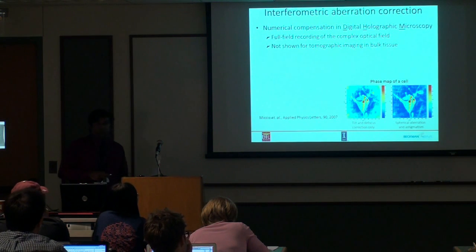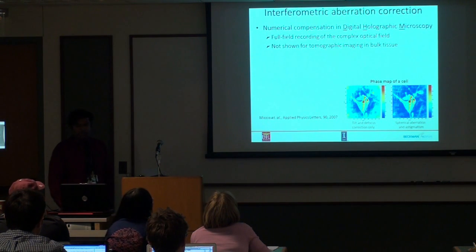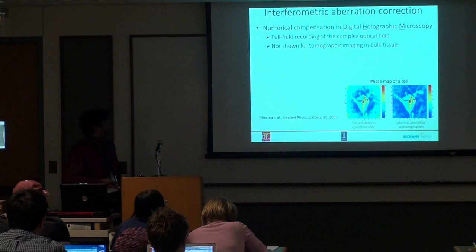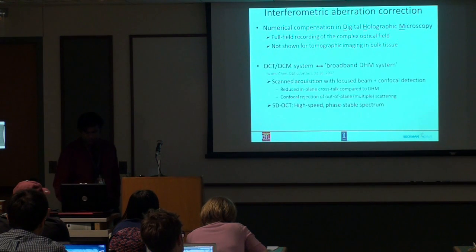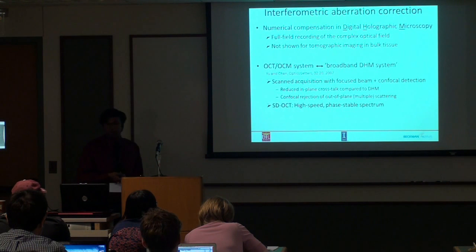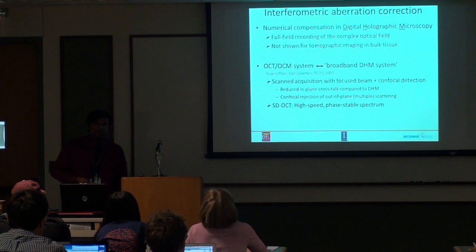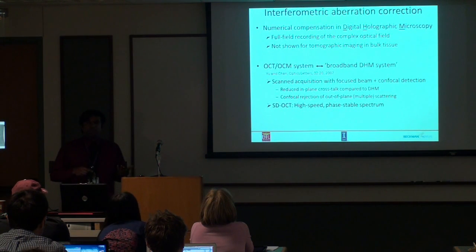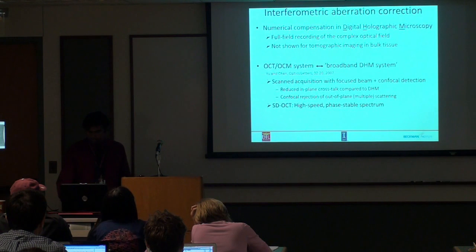If you have access to the amplitude and phase of the light, on the other hand, aberration correction can be done after the data has been acquired. This has been shown in digital holographic microscopy, including for thin biological samples, such as a single cell. However, in OCT and ISAM, we're primarily interested in imaging bulk biological tissues. Now, an OCT system can be thought of as a broadband DHM system, but the scan acquisition with the focused beam and confocal detection actually has important advantages for imaging in scattering tissue, such as reduced in-plane crosstalk that's typical of spatially coherent full field illumination, and secondly, confocal rejection of out-of-plane multiple scattering.